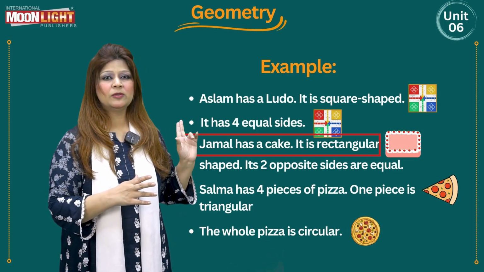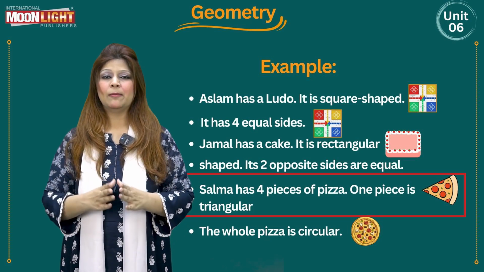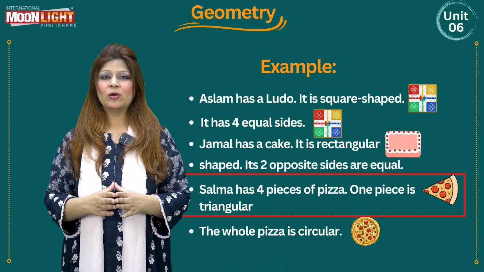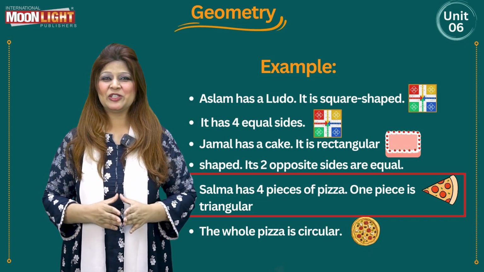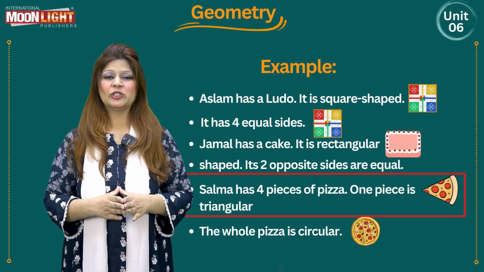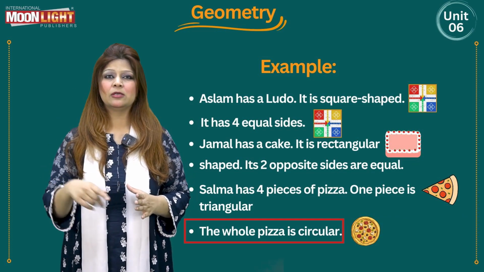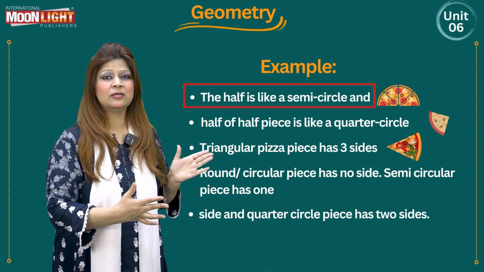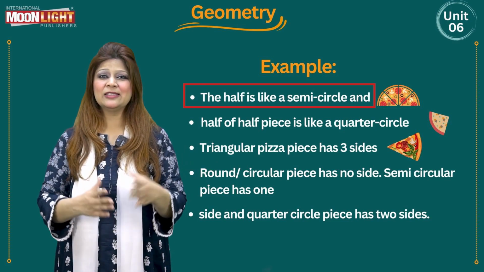Now check this one out. Salma has 4 pieces of pizza. One piece is of which shape? You can just check this shape out. This shape is a triangular shape. Yes, this is a triangular shape. The whole pizza is a circular shape, a circle. This is like a semicircle, yes, the half of the pizza. The half of the pizza is like a semicircle.